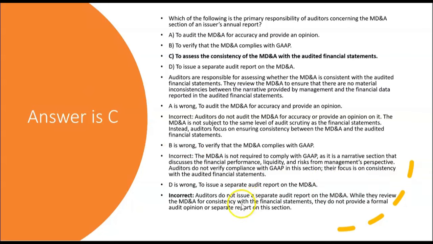And D is wrong. Auditors do not issue a separate audit report on MD&A. While they read and review the MD&A for consistency, they do not provide a formal audit opinion or separate report on MD&A. So this question asked which of the following is the primary responsibility of auditors concerning the MD&A section, and the answer is C, to assess the consistency of MD&A with the audited financial statements.